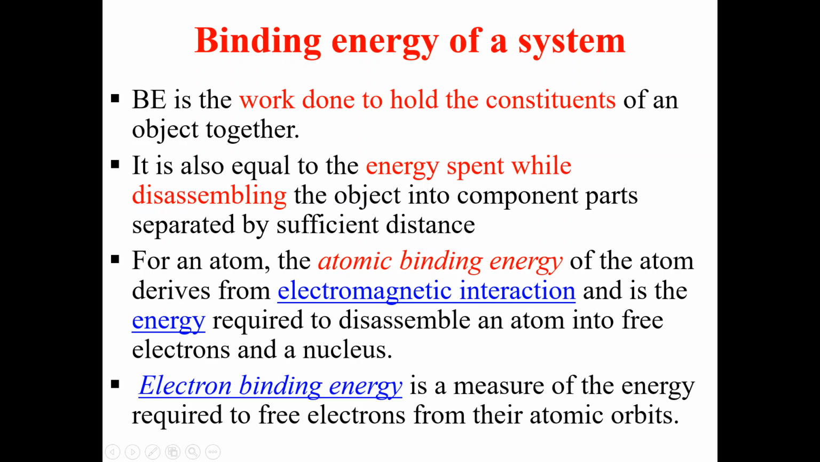So electron binding energy is a measure of the energy required to free electrons from their atomic orbits. This is something one should differentiate from the binding energy of a system. For different objects, the concept of binding energy is almost the same with some minor modifications. So for the electron, binding energy is basically a measure of the energy required to free the electron from its atomic orbit.